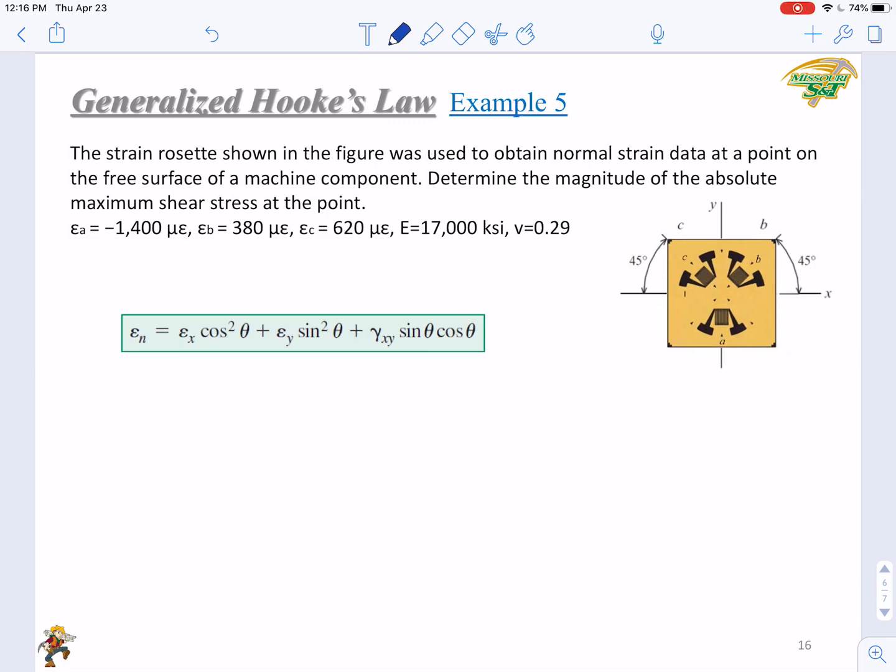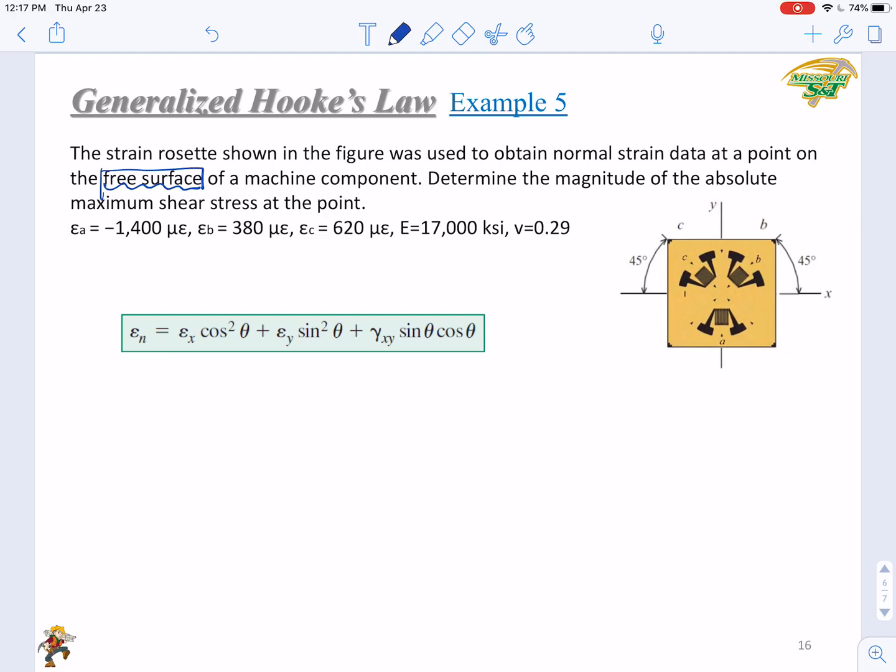In this example, it looks very similar to the previous one. But okay, let's read it together first of all. So the strain rosette shown in the figure was used to obtain normal strain data at a point on the free surface. Again, free surface. Okay, what does that mean? Then determine the magnitude of absolute maximum shear stress at this point.